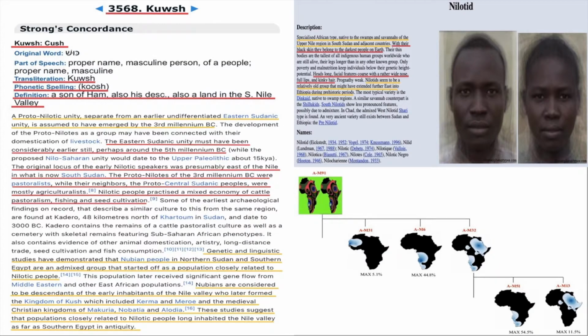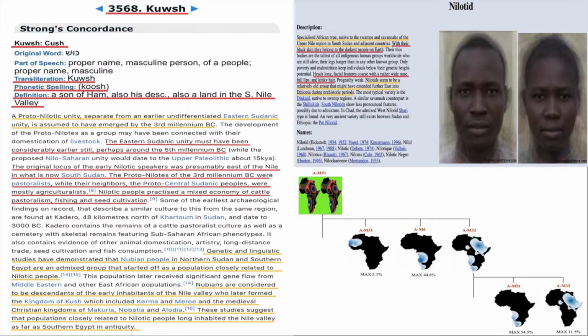Nubians are considered to be descendants of the early inhabitants of the Nile Valley, who later formed the Kingdom of Cush, which included Kerma and Meroe, and the medieval Christian kingdoms of Makuria, Nobatia, and Alodia. These studies suggest that populations closely related to Nilotic people long inhabited the Nile Valley as far as southern Egypt in antiquity.